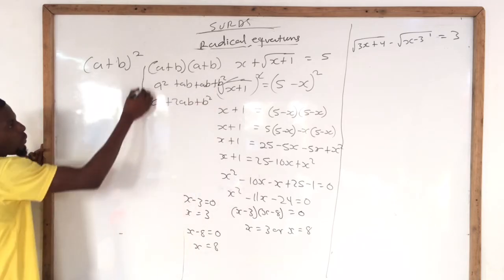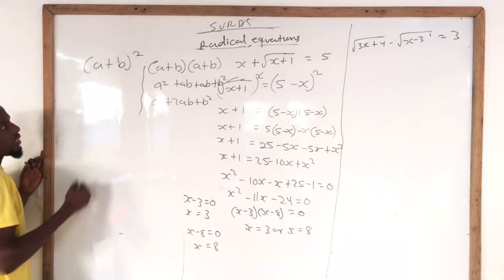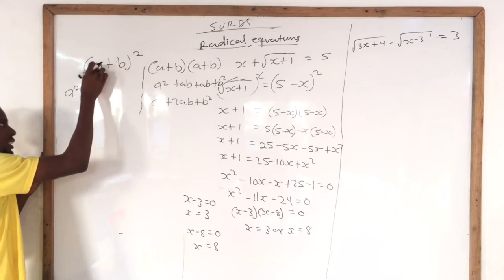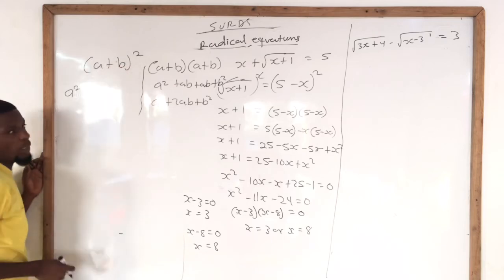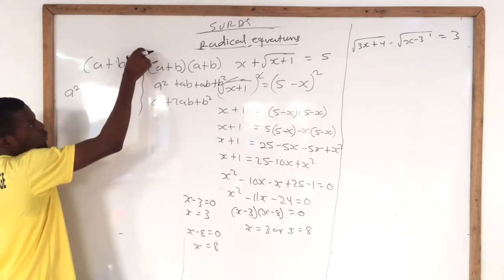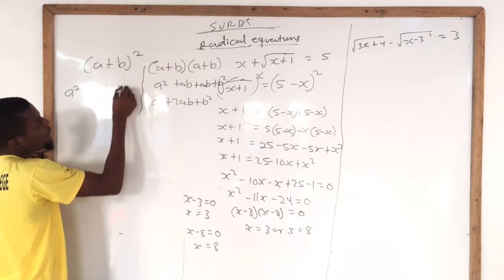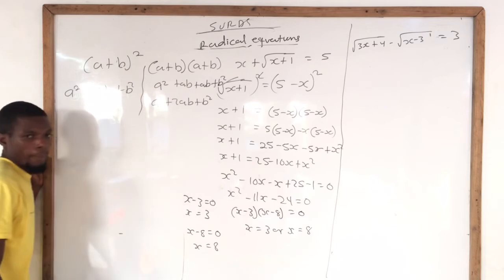Now look at this simple way we use to expand this. You first square the first one, that will give you a squared. Then you multiply what's inside the bracket. A times b will give you ab. Then you multiply with 2, so it's going to give you plus 2ab. Then you square the last one, plus b squared. You still get the answer you had here.